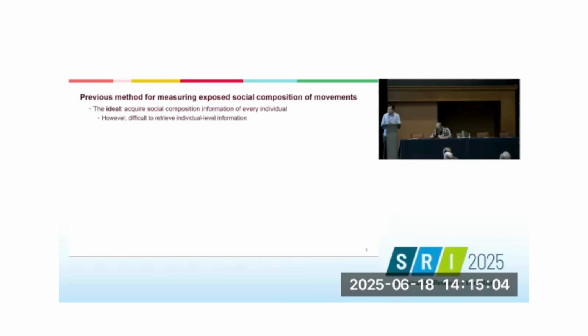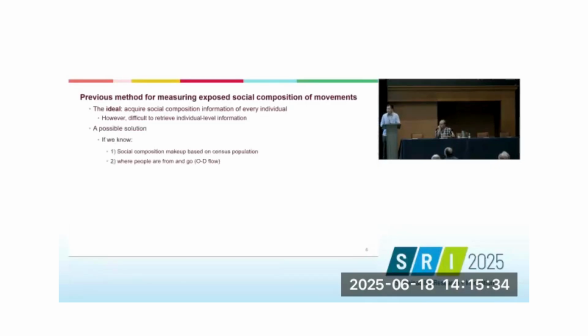So this slide is about the previous methods for measuring the social composition of movement. The best way is if we can get individuals' information. But the reality is that due to the very strict privacy law in the United States, it's impossible for us to get access to such data, let alone their social composition information.